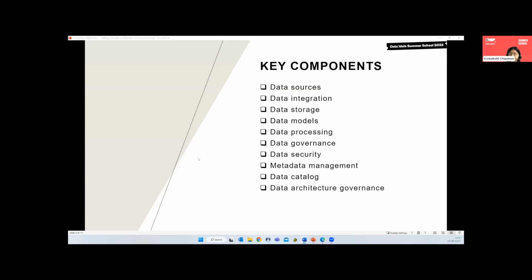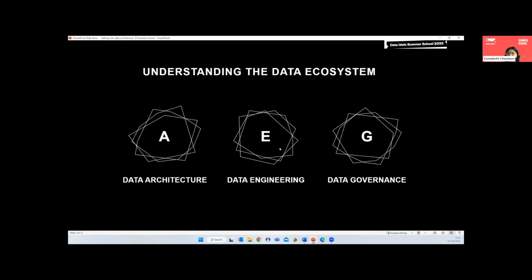Right, now we have learned what data architecture is, what its significance is, and its key components. Now let's dive deeper into understanding the data ecosystem. So when I say understanding the data ecosystem, a data architect can help an organization to effectively design, implement, and manage their data assets, ensuring that data is accessible, reliable, scalable, and usable for strategic decision making.